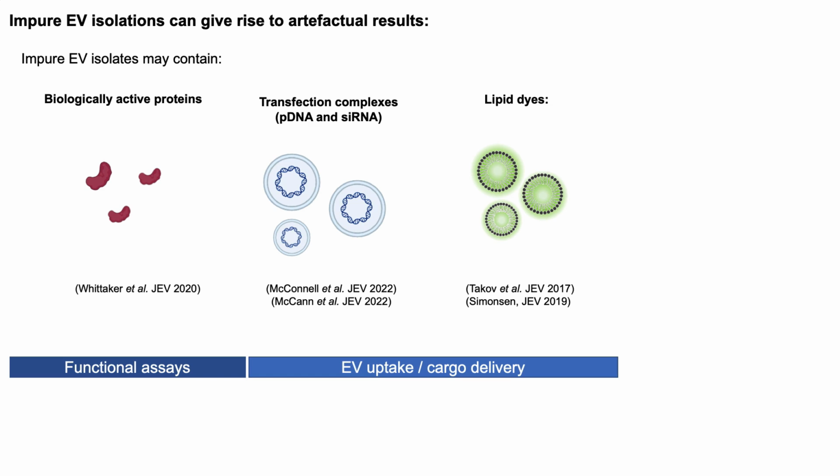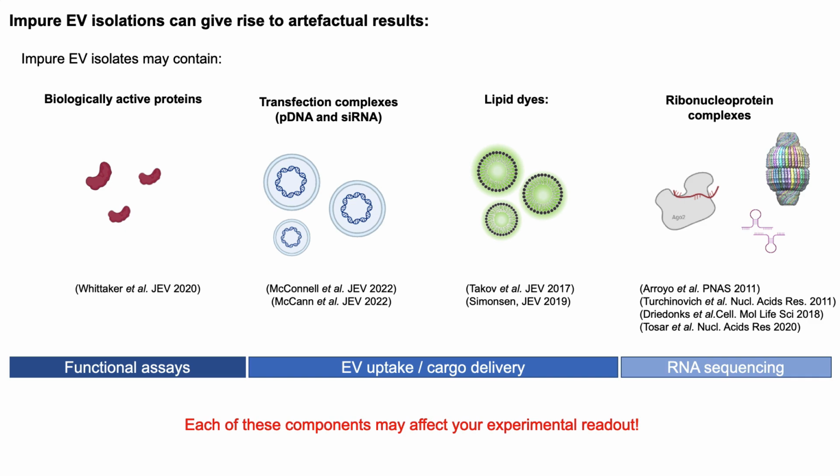If you're working with transfected cells or if you're transfecting EVs, your transfection complexes may co-isolate with your EVs. So in the end, maybe you're just looking at transfected cells. Similar thing goes for lipid dyes. These form micelles that may co-isolate with EVs and may stain your recipient cells. So if you have these complexes in your sample, maybe you're just staining the cells directly.